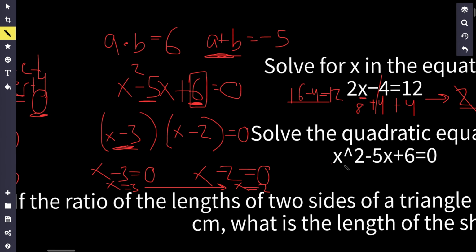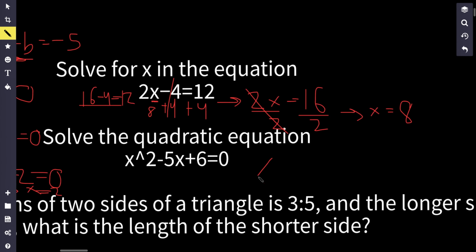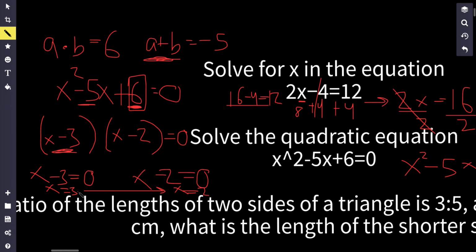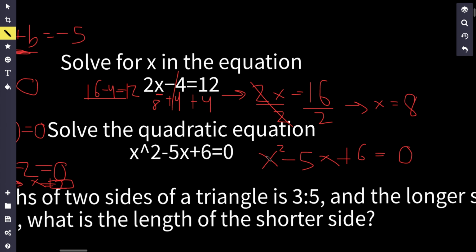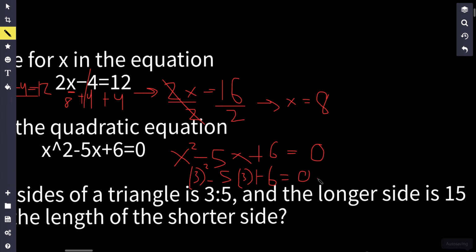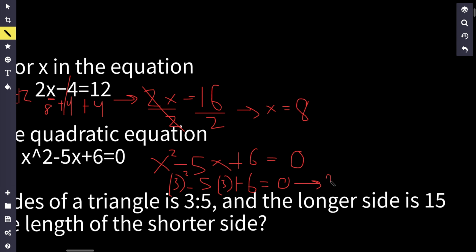Notice how, for this quadratic equation, I'll just write it down. So we have x squared minus 5x plus 6 is equal to 0. And let's just check our answer. So if x is equal to 3, right, let's check both of our answers. So if x is equal to 3, we plug 3 in here, so we get 3 squared minus 5 times 3 plus 6 is equal to 0. 3 squared is 9.